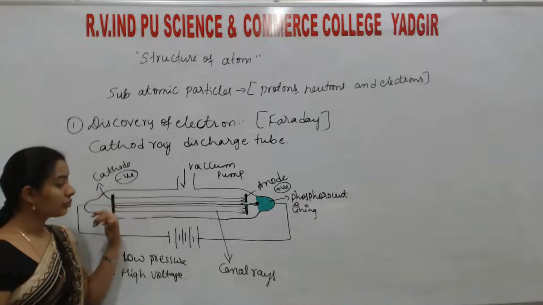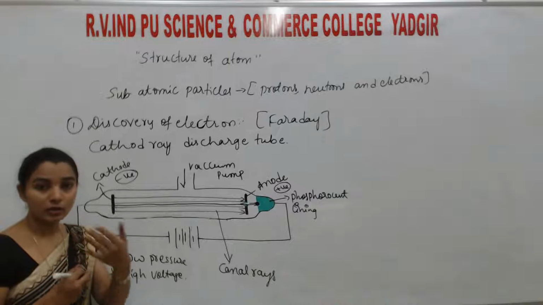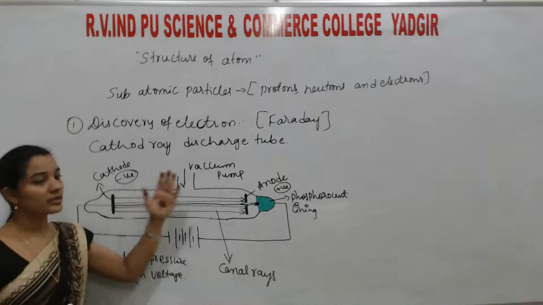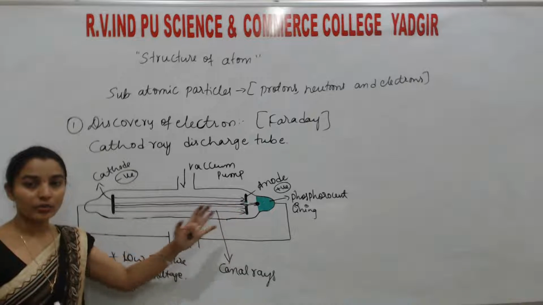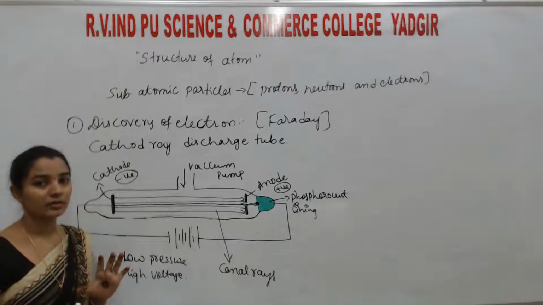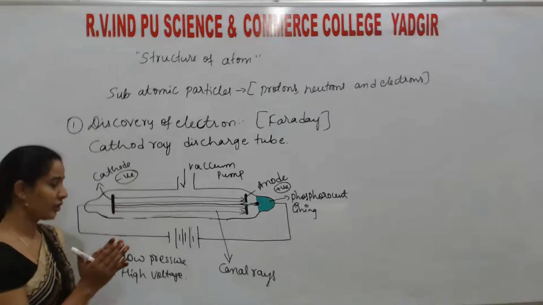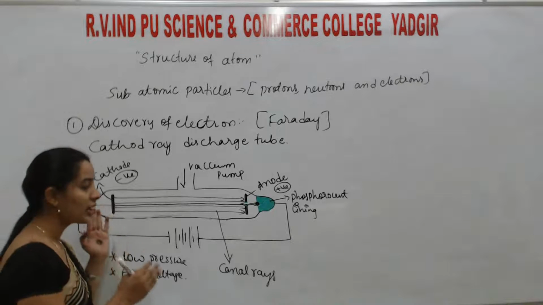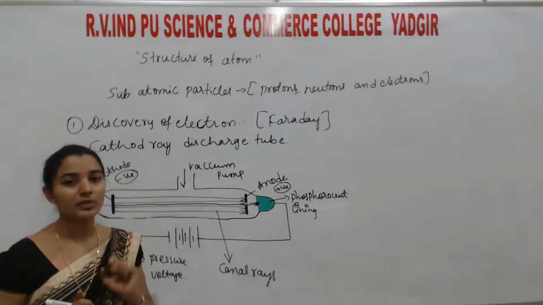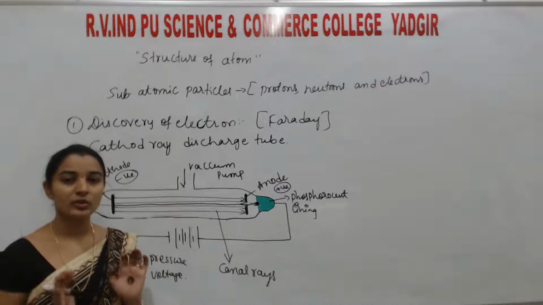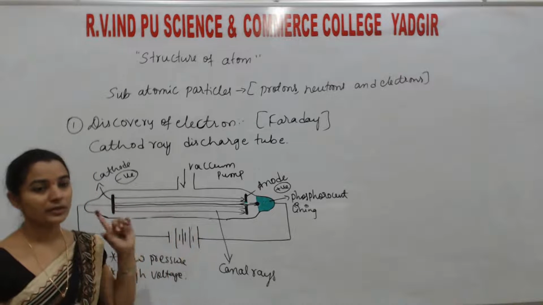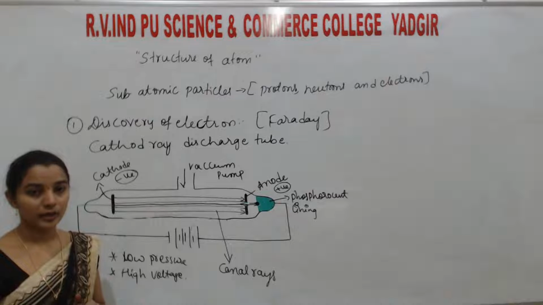So then he came to know. He didn't call them electrons. He just simply said a negatively charged species starts moving from cathode to anode. At that time we didn't know the name of the negatively charged species, electron. Understood? We just concluded that the negatively charged species start moving from cathode to anode. He didn't mention any electron. But nowadays we know they are electrons. Understood? So this is the experimental setup for the discovery of electron.